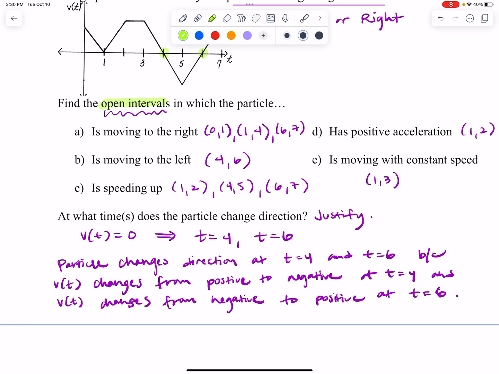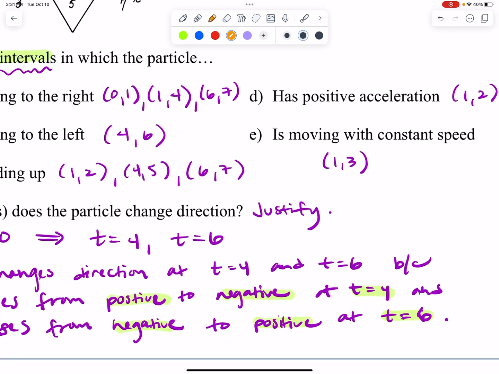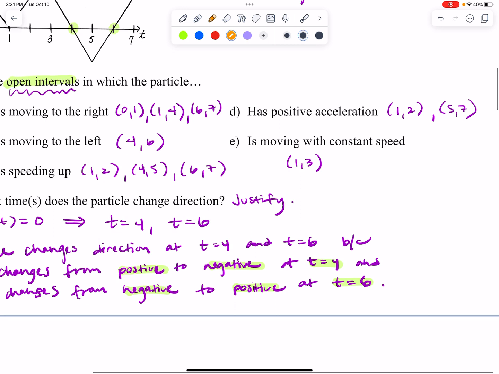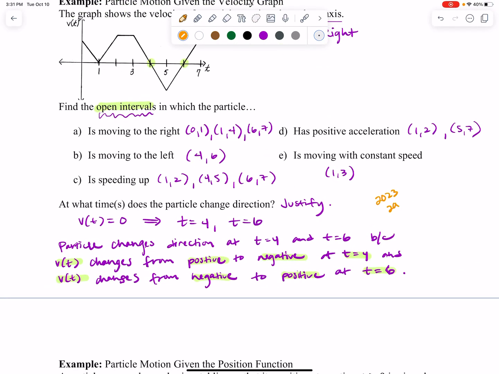You do want to be specific. You want to say the function that we're seeing the graph for, v of t, changes from positive to negative at this value, and v of t changes from negative to positive at this value. There was actually a question that required this type of justification on last year's exam. It was number 2A, from the 2023 exam. If you want to, you can check it out on College Board, and we'll look at it eventually in class.